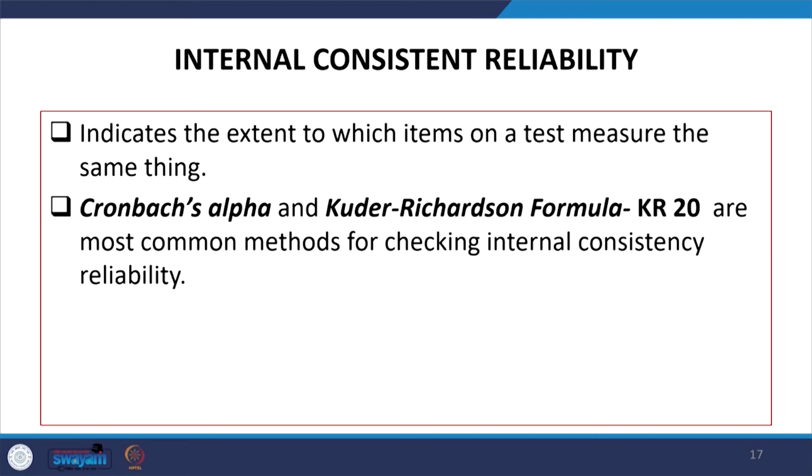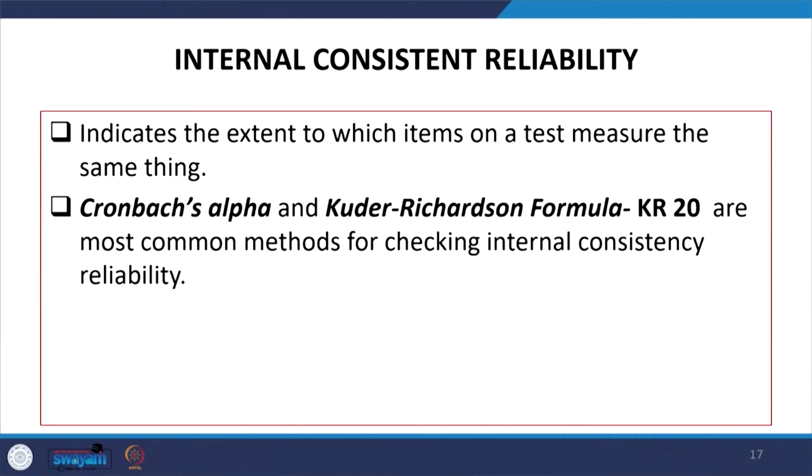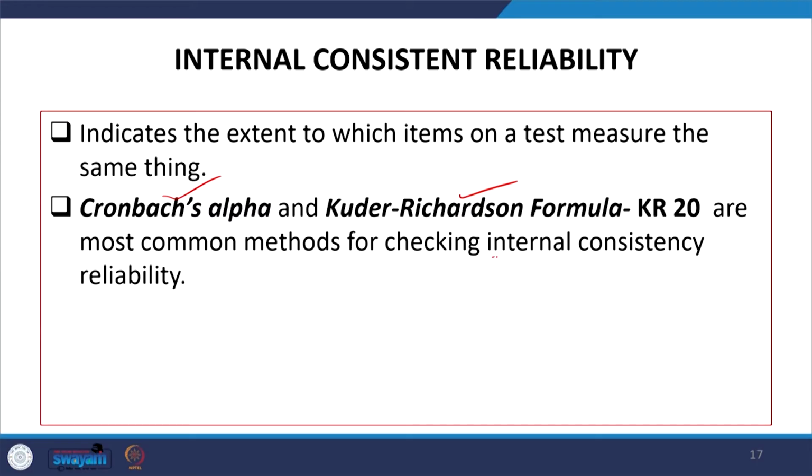In the case of internal consistency reliability, we use Cronbach's alpha and the Kuder-Richardson formula KR20. Cronbach's alpha and the Kuder-Richardson formula KR20 are the most common methods for checking internal consistency reliability. So, we usually apply these two for internal consistency reliability.